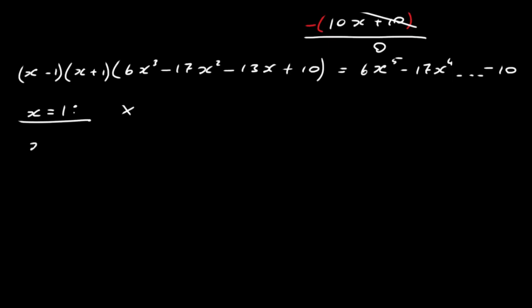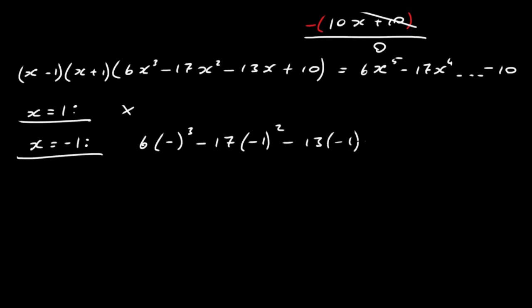If you try x is equal to minus 1, so if you put minus 1 in here, here, and here, you do get 0. So in other words, 6 times minus 1 cubed, minus 17 times minus 1 squared, minus 13 times minus 1 plus 10, you do get 0.